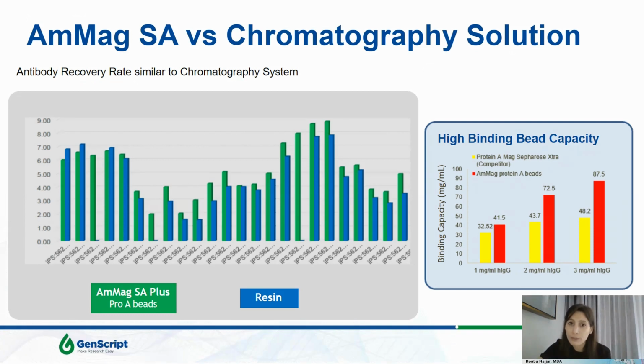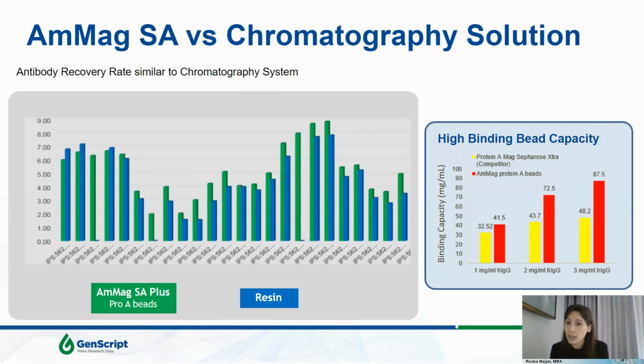And now I do have a little bit of test data that I'd like to show you. So you can see in the graph that's in gray, we did a side-by-side comparison using the MMAG Assay Plus and Magnetic Pro A beads and resin columns. And what you see is basically equivalent, if not better, performance with the MMAG Assay Plus.